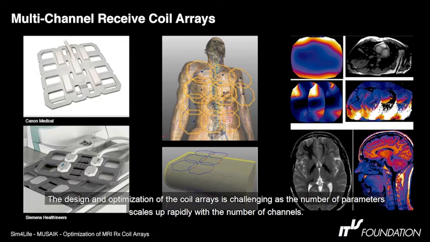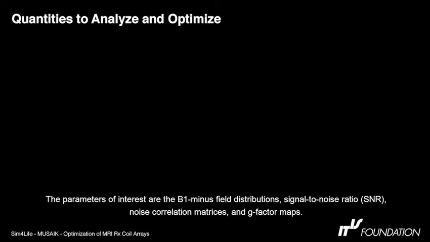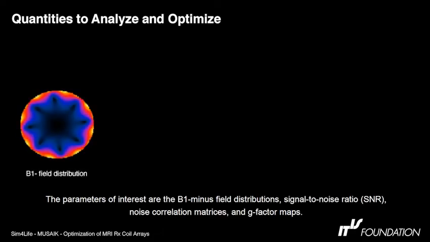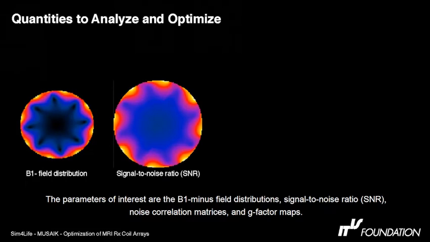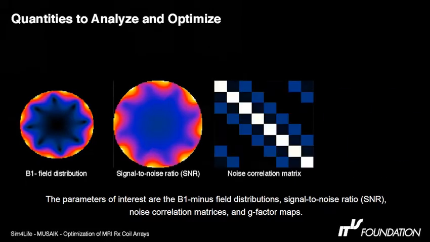The design and optimization of the coil arrays is challenging as the number of parameters scales up rapidly with the number of channels. The parameters of interest are the B1 minus field distributions, signal-to-noise ratio, noise correlation matrices, and G-factor maps.